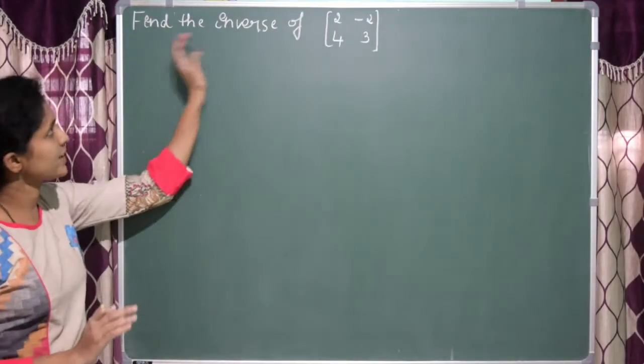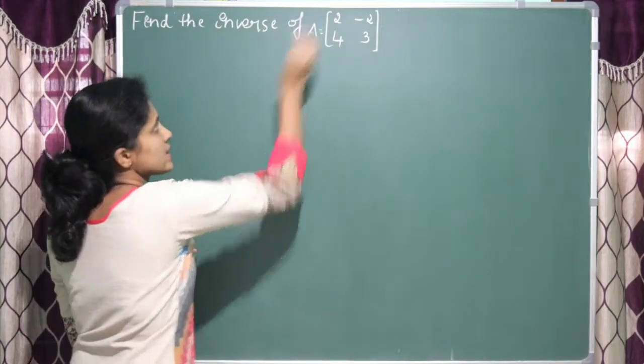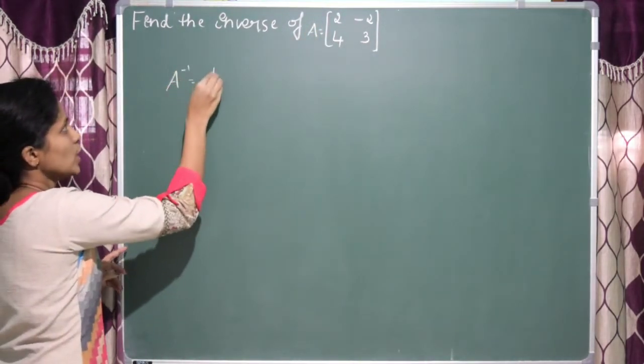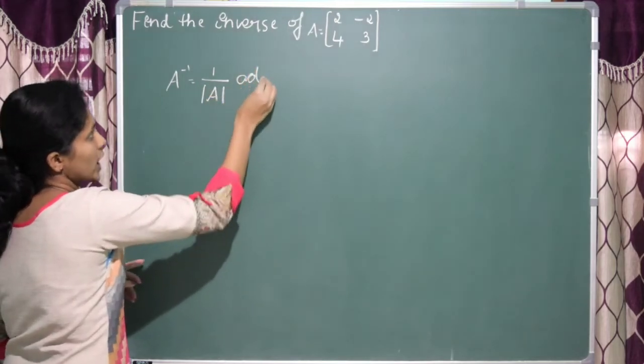Simple problem: find the inverse of this matrix. 2 by 2, simple it is. We will consider this matrix as A. So the A inverse will be, first you have to write the formula. A inverse is equal to 1 by determinant of A into adjoint of A.